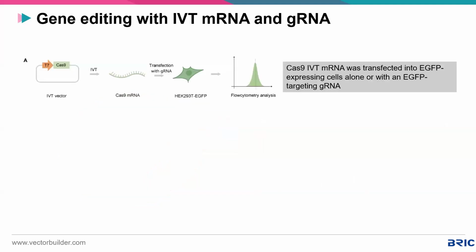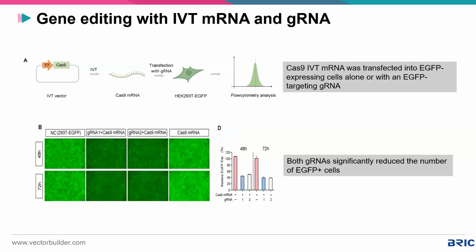And here's an example of how we've used IVT mRNA and guide RNA for gene editing. Similar setup, human embryonic kidney cells expressing GFP. We have targeted the GFP here with guide RNAs. As you can see, these are our controls. This is just Cas9 mRNA, and this is control without anything. The GFP expression is pretty high, as you can see here as well. And in both guide RNAs, GFP expression is reduced, indicating that IVT mRNA and guide RNA is a good delivery system and is actually functionally validated.